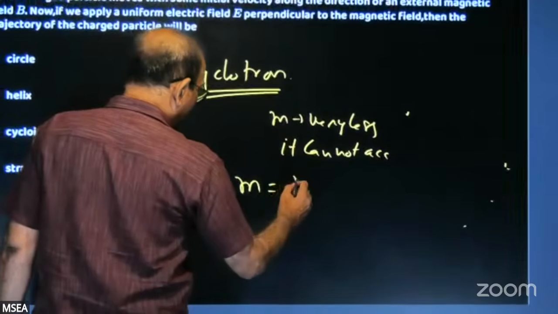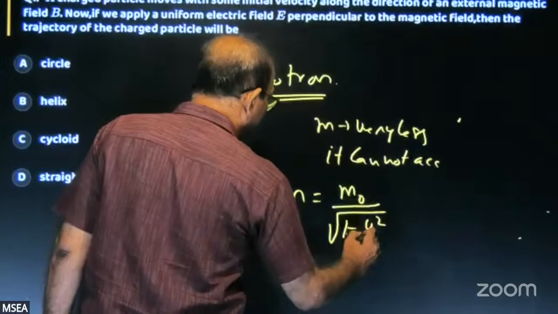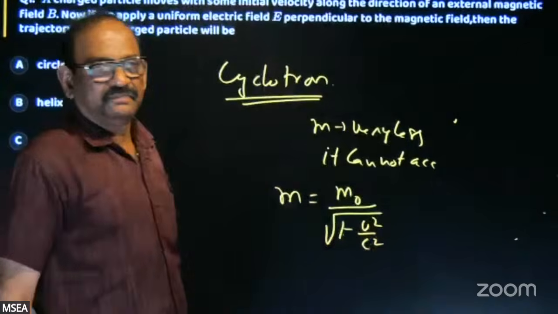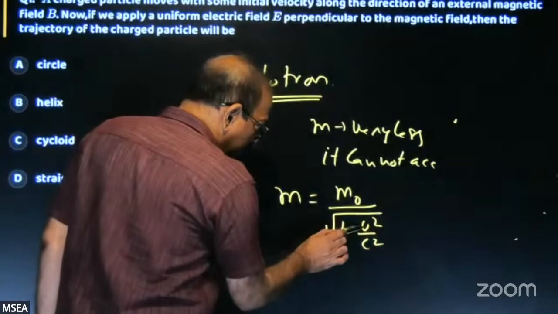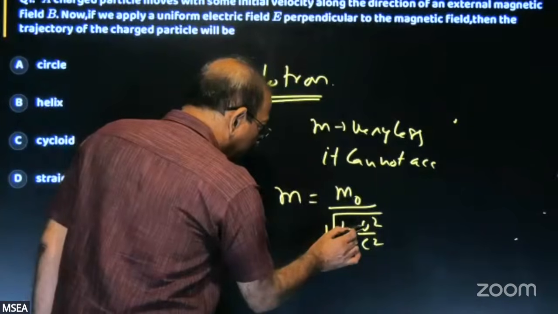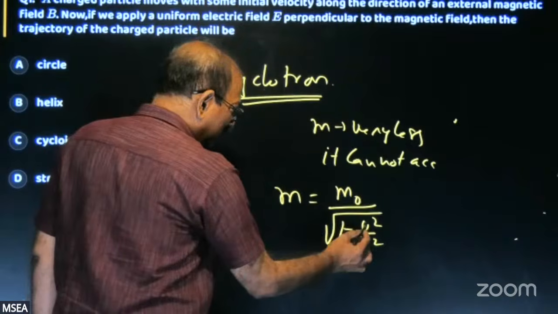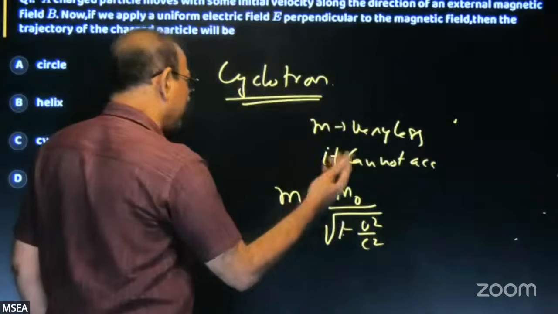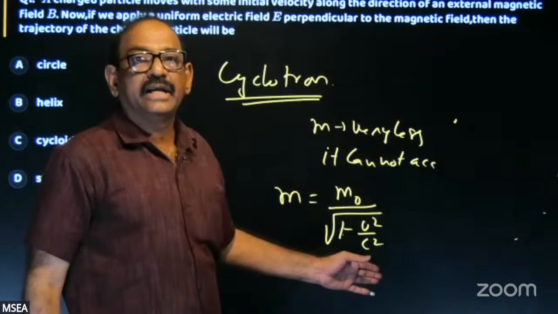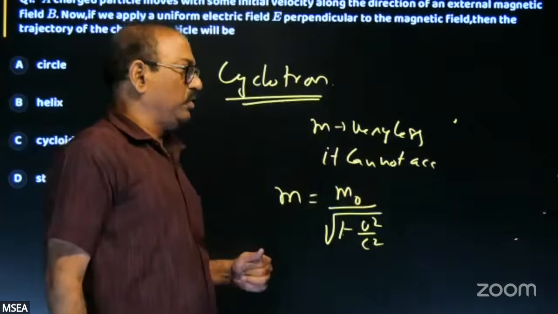That relativistic mass m is m naught by root 1 minus v square by c square, where m naught is the rest mass of that particle. Now, v is the velocity of the particle, c is light velocity. If v is very less when compared with c, negligible, so v square by c square is negligible and m is m naught. But when v is very high, comparable to the velocity of light, then mass m will be greater than m naught.